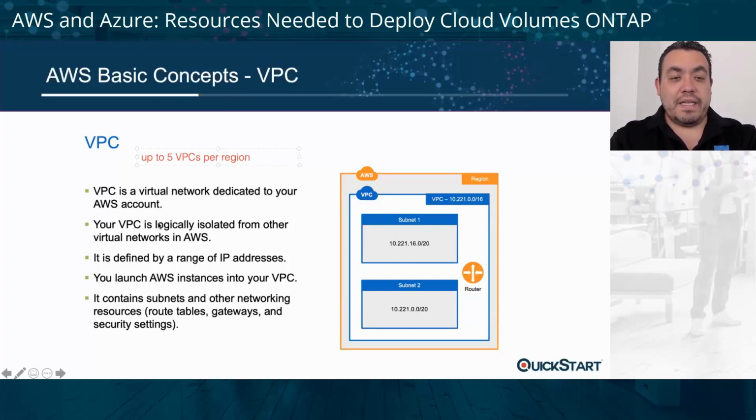Now, a VPC is isolated from other VPCs, from other accounts in AWS. It's going to be defined by the range of IP addresses, and then you can launch instances into your VPC, for example, CVO, and also you can deploy Cloud Manager as well. Now, a VPC should contain subnets, okay?